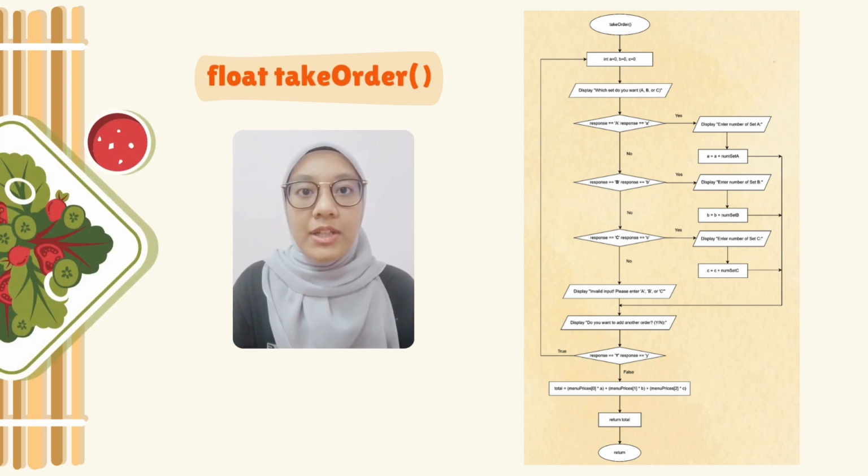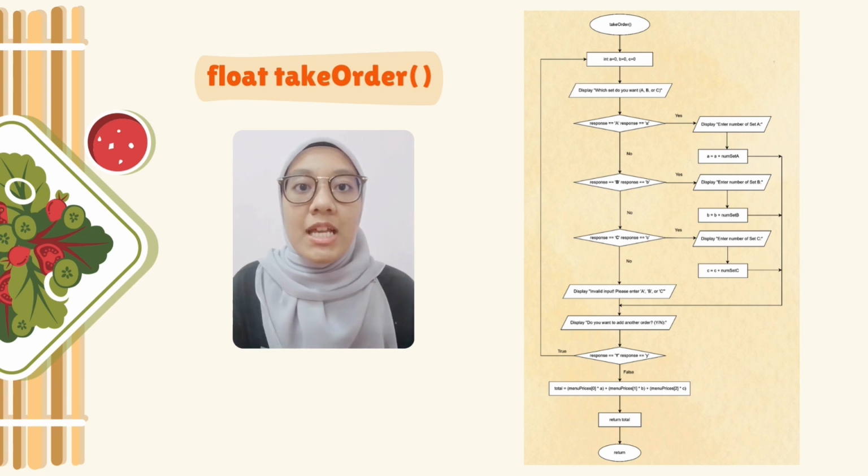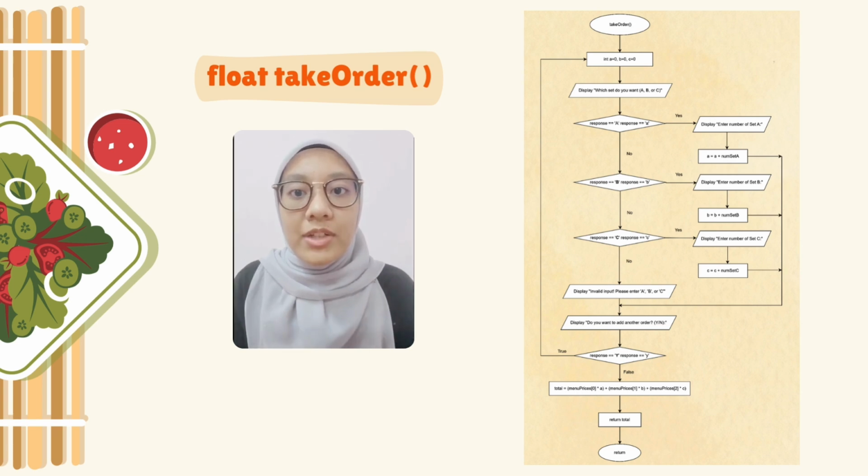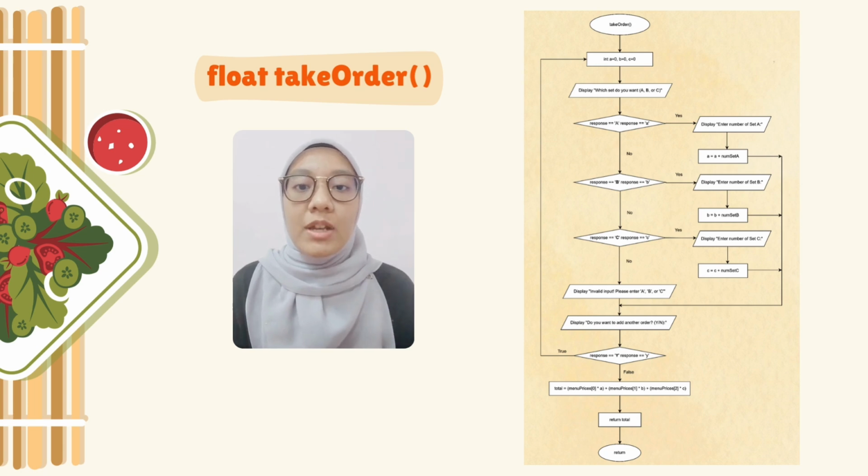For the function take order, it simulates an ordering process where the user can choose different sets A, B, or C and specify how many of each set they want. Initially, 3 variables A, B, and C are set to 0 to track the number of orders for set A, set B, and set C respectively. The function uses a response variable to capture the user's input for selecting the sets and deciding whether to continue placing additional orders. The while loop allows the user to repeatedly make orders until they decide to stop. Inside the loop, the user is asked which set they want to order, A, B, or C, and depending on their selection, they are prompted to enter the quantity of the chosen set.